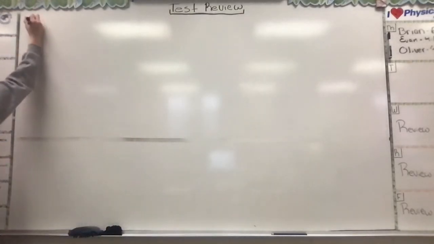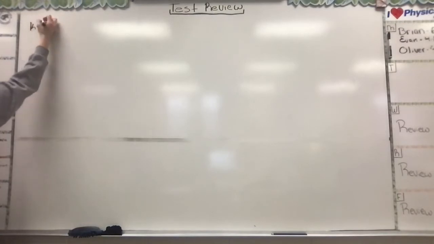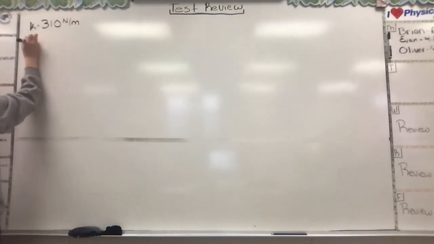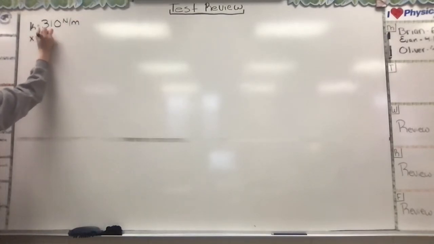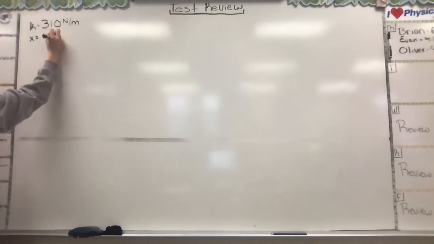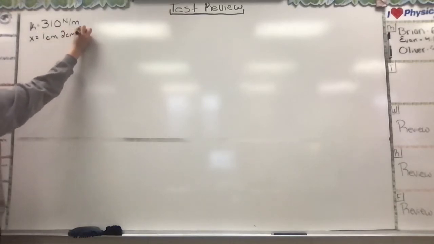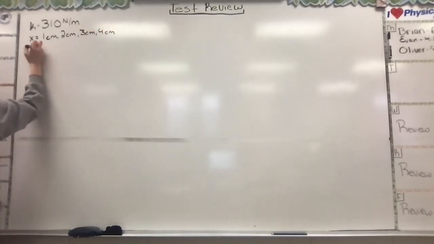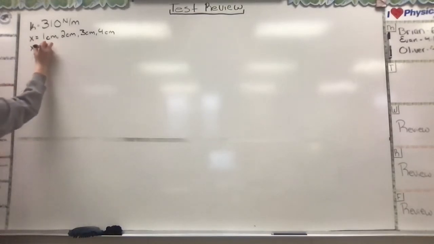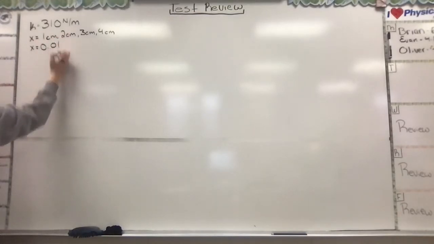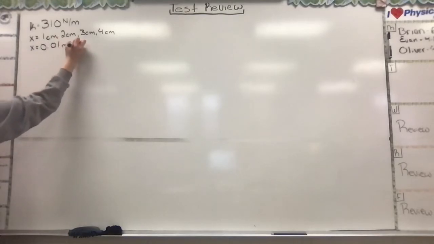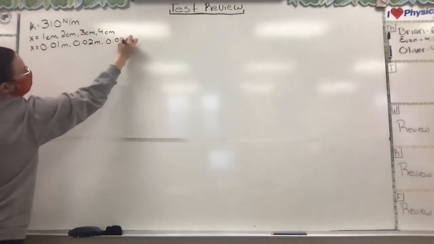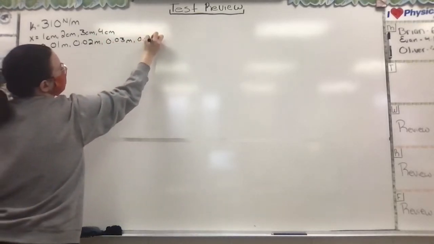So, what is our spring constant that we're given? 310 newtons per meter. And what are the distances we're given? 1, 2, 3, and 4 centimeters. But what should those be in? Meters. Somebody tell me what those are in meters. 0.01, 0.02, 0.03, and 0.04 meters. Perfect.